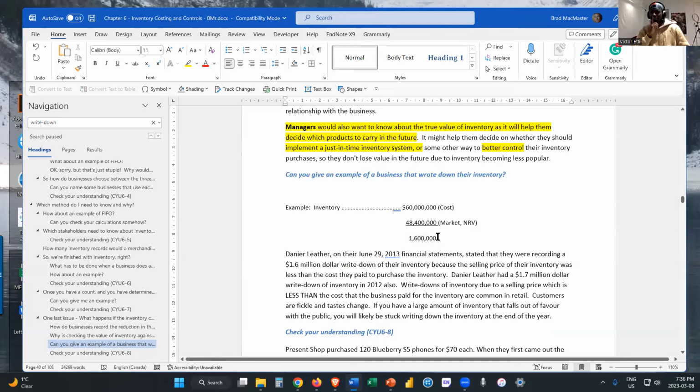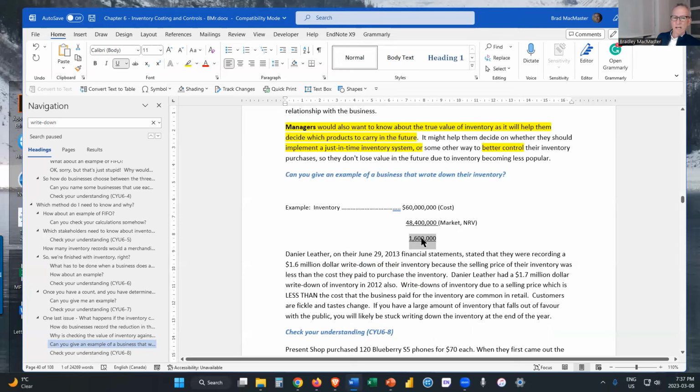And if you think about how we've made adjustments in our transaction processing Excel worksheets, this $1.6 million has to be accounted for in two parts, right? The first part is we're going to reduce the carrying value of inventory from its cost to this market or net realizable value of 48,400,000. So we do that by processing a transaction which has a negative impact on inventory of 1.6 million.